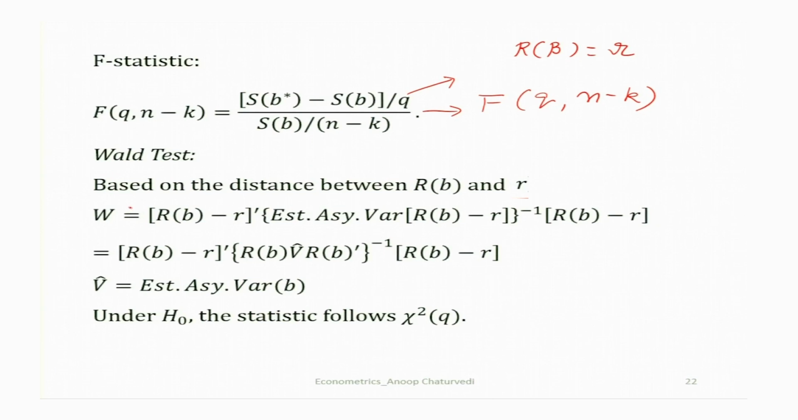Then the Wald test. It is based on the distance between r(b) and small r. So, we take [r(b) minus small r] transpose, then in between we have the inverse of the estimate of the asymptotic variance covariance matrix of r(b) minus small r, then [r(b) minus small r]. And then this is equal to [r(b) minus small r] transpose, and then we substitute the value of the estimated asymptotic variance covariance matrix of r(b) minus small r here, which is R(b) V hat R(b) transpose whole inverse, then [r(b) minus small r]. V hat is the asymptotic variance covariance matrix of b, the unrestricted least squares estimator, and under H naught the statistic follows a chi-square distribution with q degrees of freedom.